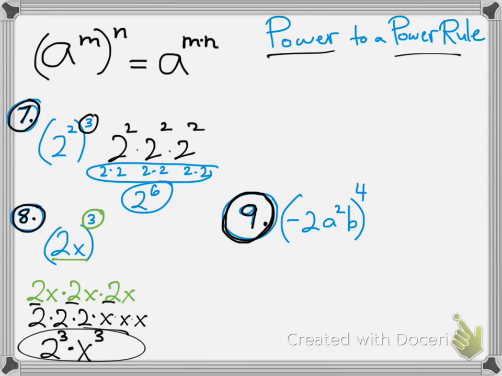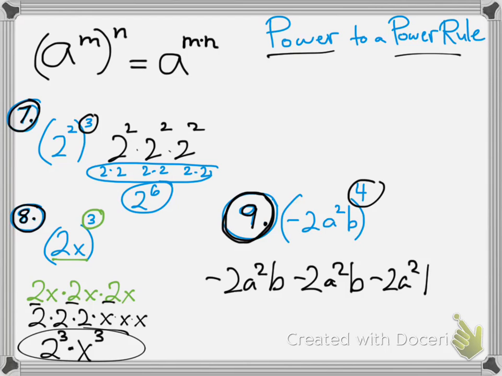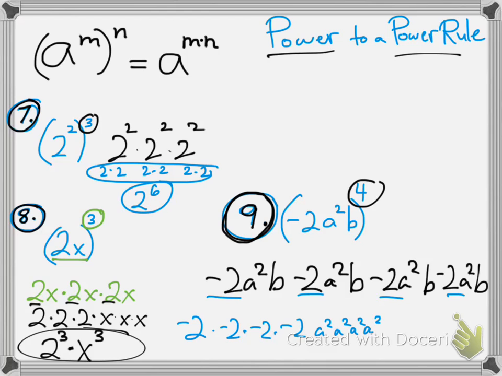All right, let's try this one. Negative 2a squared b, 4 times. So write it not once, not twice, not 3 times, but 4 times. And then if I'm organized, I've got 4 2's, so negative 2 times negative 2 times negative 2 times negative 2. A squared, a squared, a squared, a squared. B, B, B, B. And let's finish this thing.